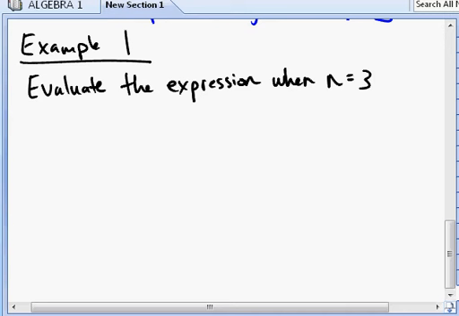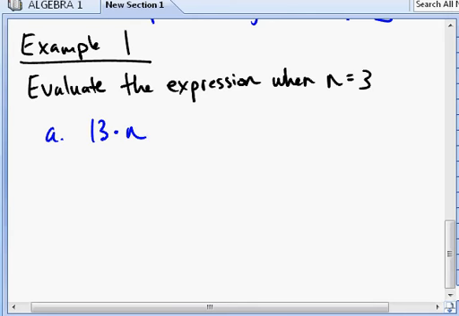Okay. Evaluate the expression when n equals 3. Now remember, evaluate means trade the number for the letter. So what they're saying is, whenever you see an n, which is a variable, trade the n out, and in its place put the number 3. Okay? 3's on the sideline, n's in the game. The coach says, n, come out, 3, go in. Okay? So, A, the expression is 13 times n.